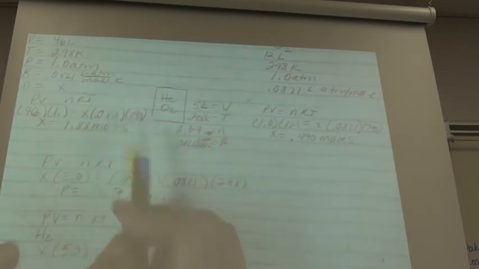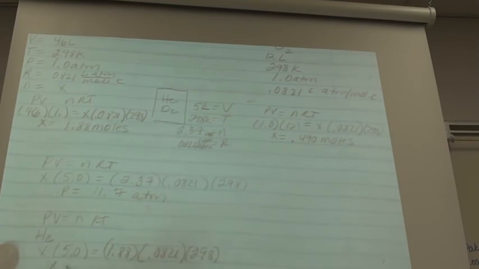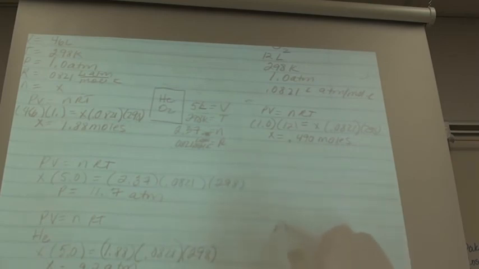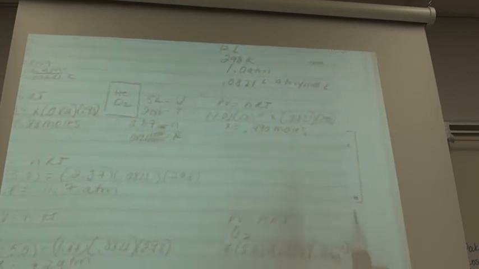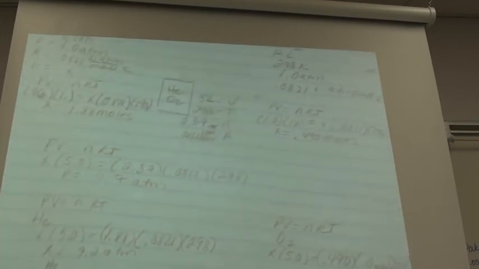How many moles of helium do we have? 1.8. We know the gas law, and we know the temperature. So we can find the pressure of helium is equal to 9.2 atm. Doing the same thing for the oxygen, we're looking for the pressure, the volume. The oxygen will fill the entire tank too. 0.490. X is equal to 2.4 atm.